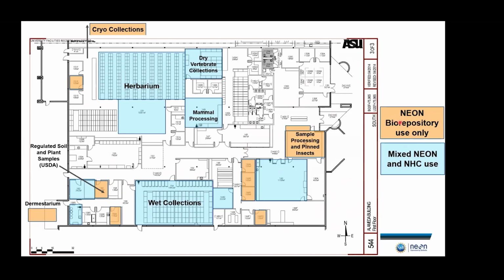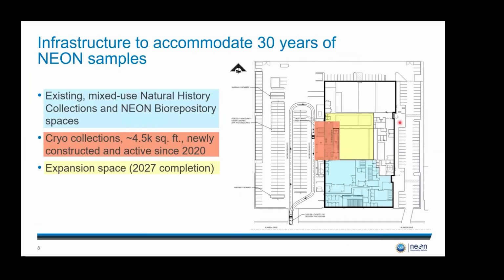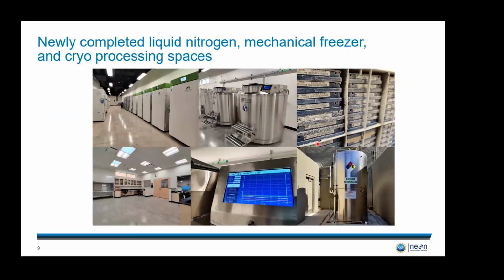One part of this that is specifically unique to NEON are the cryo collections. Those are the specimens that are kept in the -80-degree freezers and in liquid nitrogen. That area that I just showed is actually only a third of the entire Alameda building, this blue part down here. The first phase of the NEON renovation for the biorepository finished in 2020 and included renovating the cryo collection space out here in orange. And this is what that looks like now.